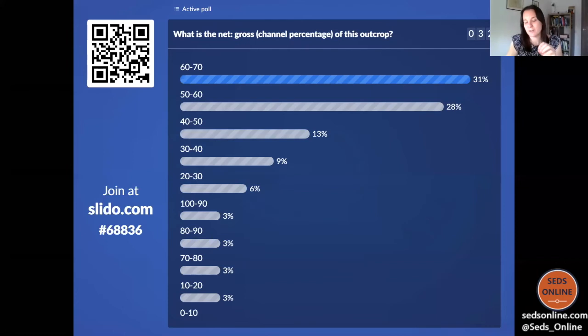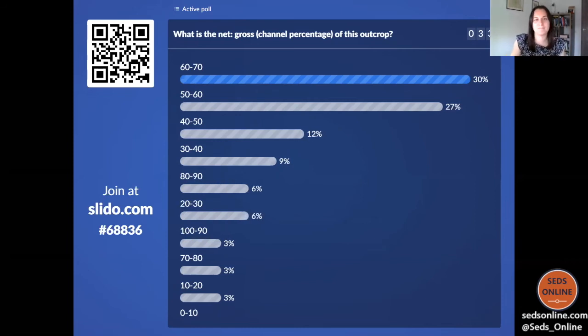So even in this kind of little quick thought experiment, it's really clear how much variability we've got, not only in our perceptions, but in terms of actual hard quantified data.